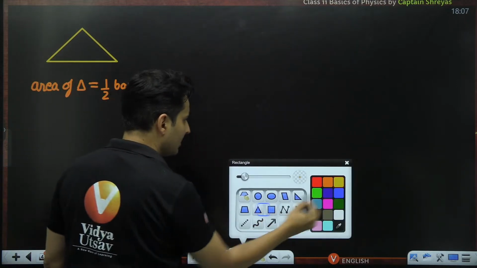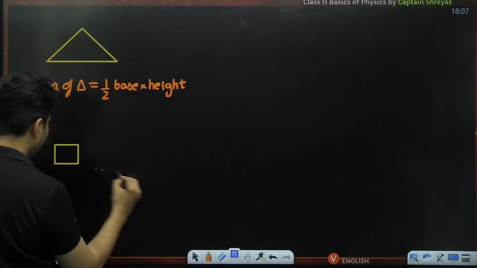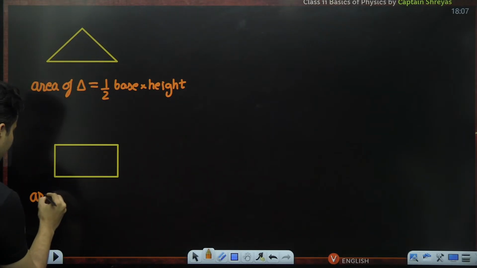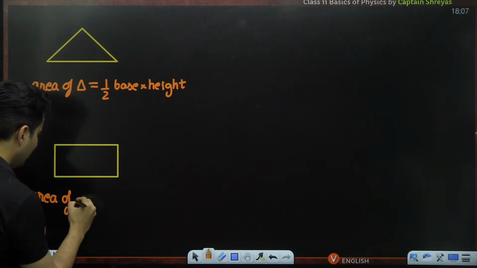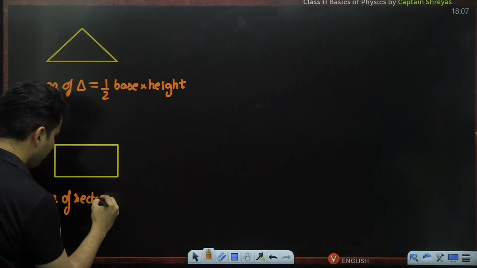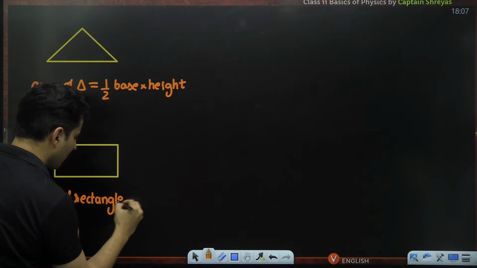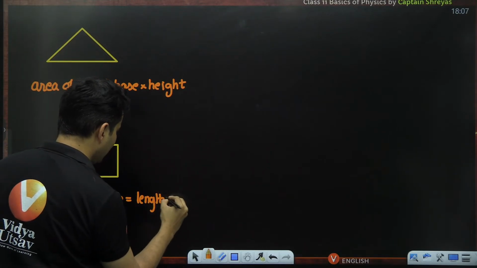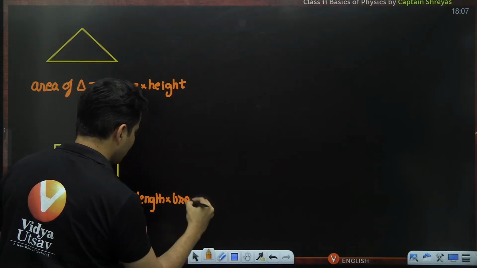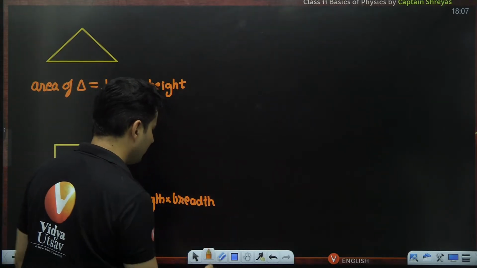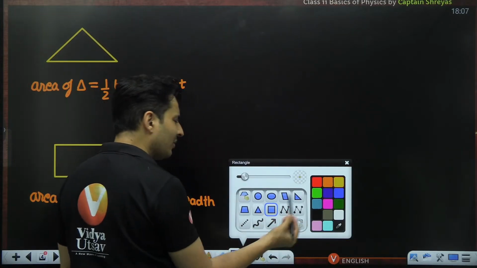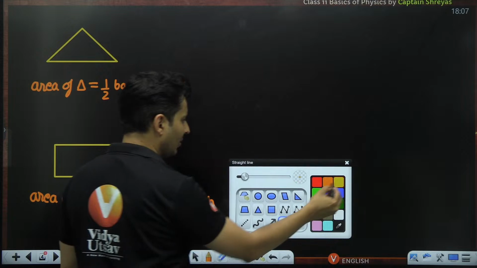If it is a simple rectangle, then we know that the area of a rectangle is nothing but length multiplied by its breadth. These are all simple things. Similarly, we can find the area of a trapezium and many other shapes.